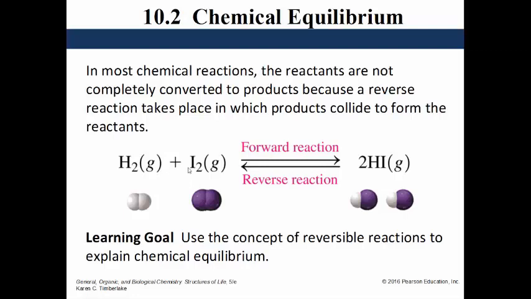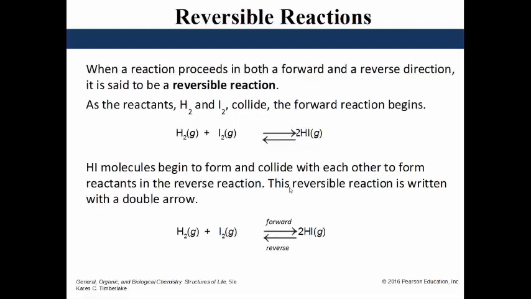These reactants combine together to form this product. This will break down to form these, and it goes back and forth, forward and backward. So when a reaction will proceed both in the forward and backward direction, it's called reversible. As these reactants collide, hydrogen and iodine, the forward reaction will complete. So what you're really getting with a reversible reaction is a synthesis reaction going forward, and then a decomposition reaction going backwards. And it goes back and forth.